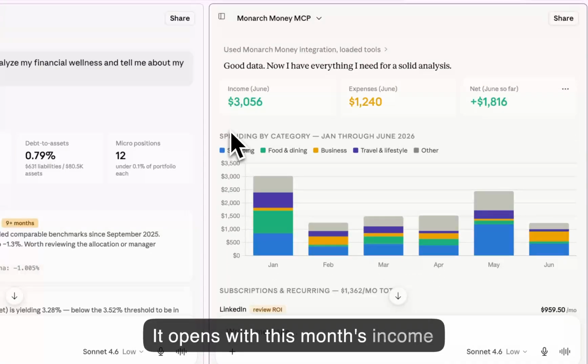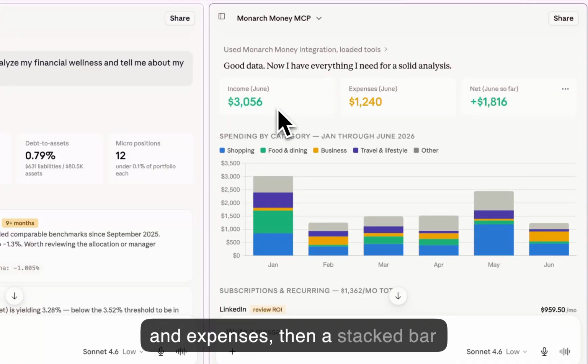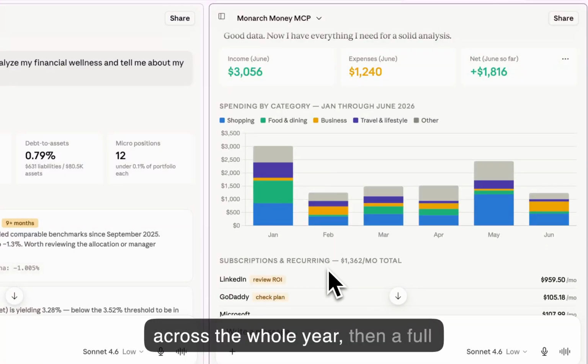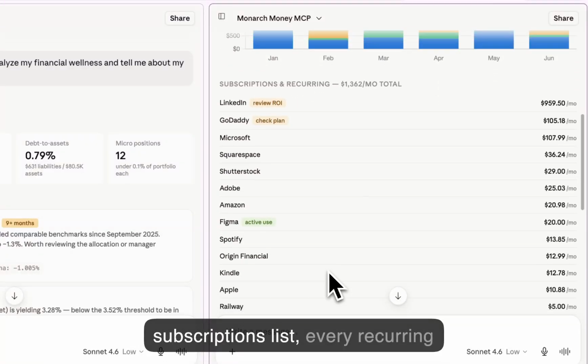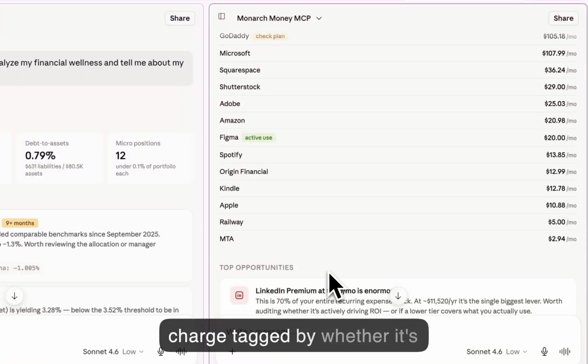It opens with this month's income and expenses, then a stacked bar chart of spending by category across the whole year. Then a full subscriptions list, every recurring charge tagged by whether it's actively being used or worth reviewing.